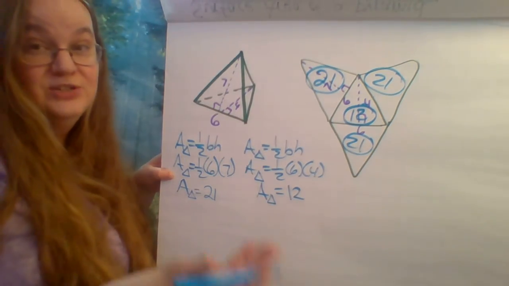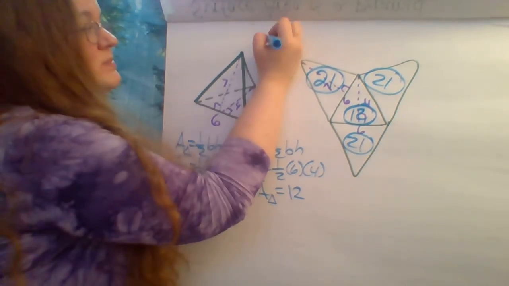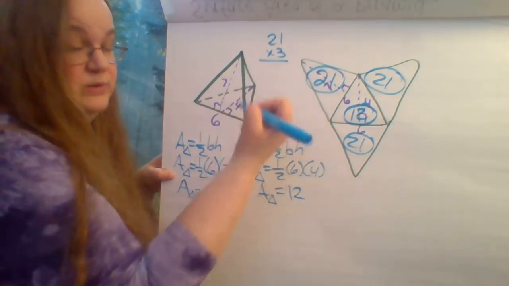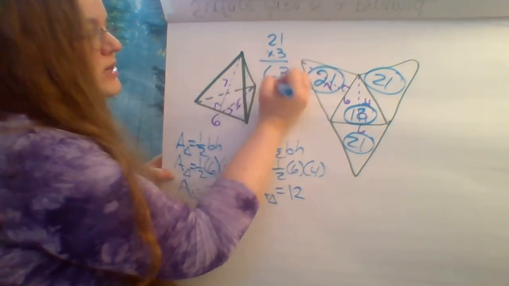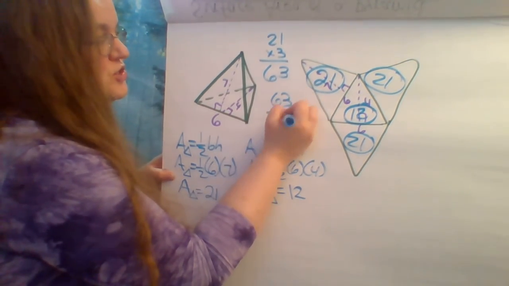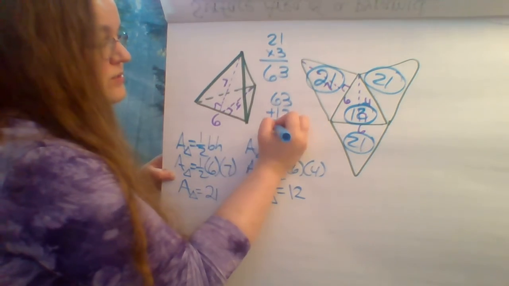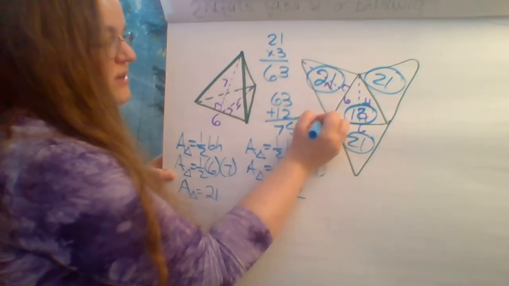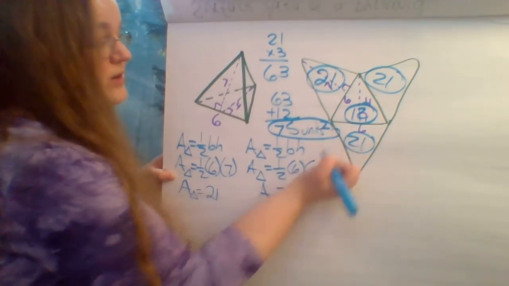And now I just need to add it all up. So I can either do 21 times 3, or I can do 21 plus 21 plus 21, whichever you prefer. That's 63, and then I'm going to add that to my center, which is 12. And so the final surface area is going to be 75 units squared.